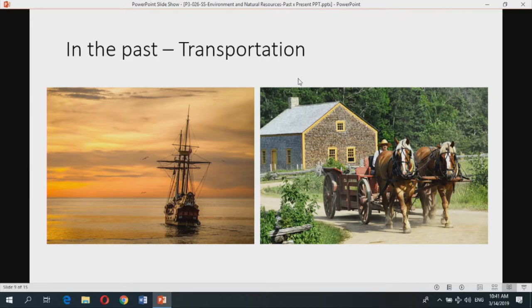Transportation. And you can see here, they're using what type of animal? Horses, yes. And also, in the past, if we wanted to travel on water, we would use boats. Yes, not ships. Ships are modern. Ships are very big. But in the past, we had smaller types, which are boats.